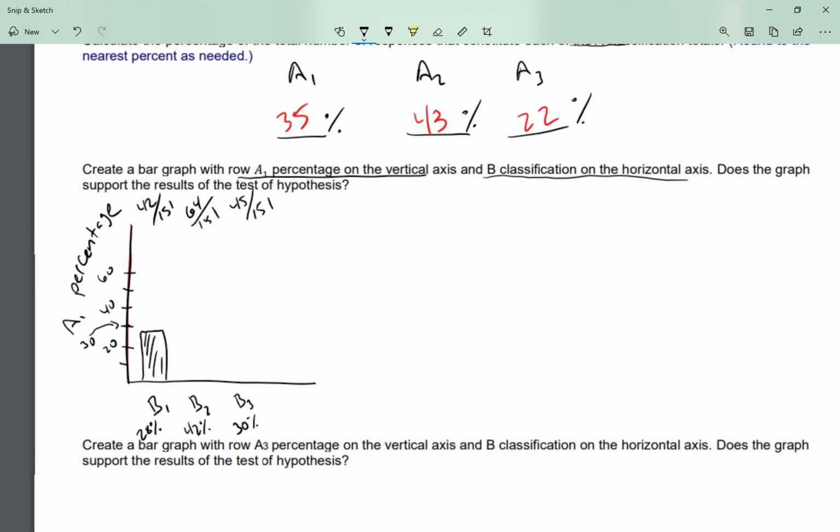My B2 percentage, I have to go to 42, right? So I see where 40 is. 40 is about here. I'm going to say just a little bit more. My B3, I have to go to 30%. So that's about here. Okay, those are my tables. It said create a bar graph.